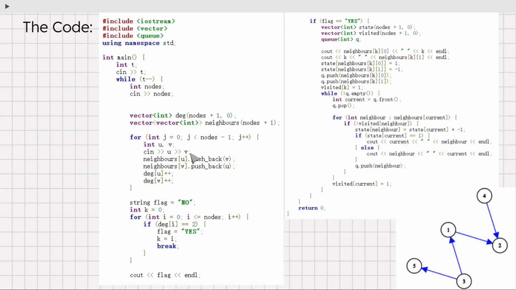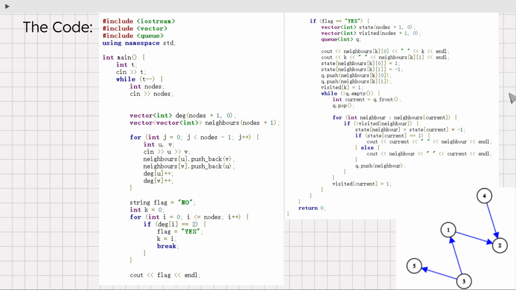If the flag equals yes, we'll initialize two more vectors to help us record what is going on. One of these is the state vector, which determines the nodes other than the root node. Are they purely incoming nodes, or purely outgoing nodes? And of course, we have the classic visited vector recording all of the nodes that we have visited, so we don't have to visit them again. And we'll have a queue. This queue records all the nodes we have yet to visit.